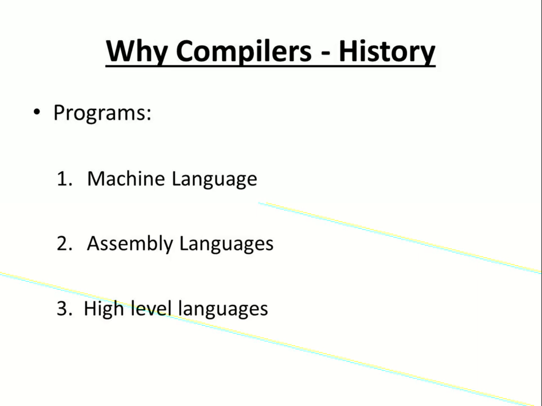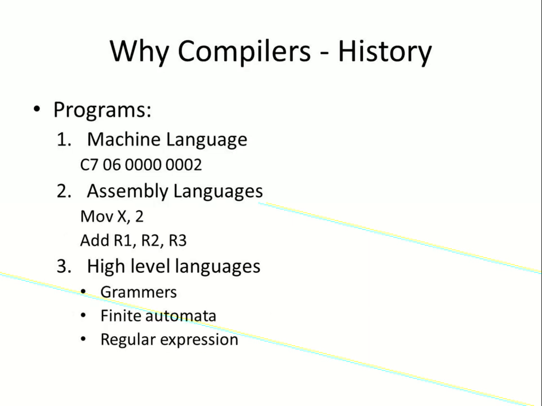Why compilers? History: we have different kinds of programs: machine language, assembly language, and high-level language. For instance, this is an instruction in machine language: C706000002, which is, as far as I remember, C7 is the instruction for adding the content of register 2 to the content of register 0. The assembly language is a symbolic version of the machine language. So we have move x, 2. I think C7 is move, not add. You can check it in the textbook. And so move x, 2 will move the content of register 2 to the memory location x.